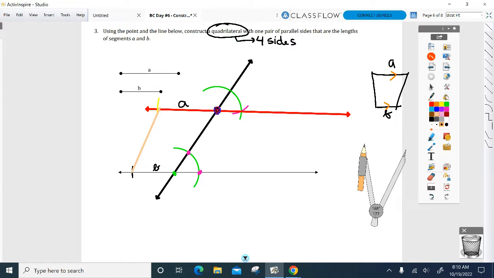I'm going to have segment A here. Segment B. And then here's my fourth side right here. Does it look the greatest? No, but guess what? It's four sides and A and B are parallel to each other.